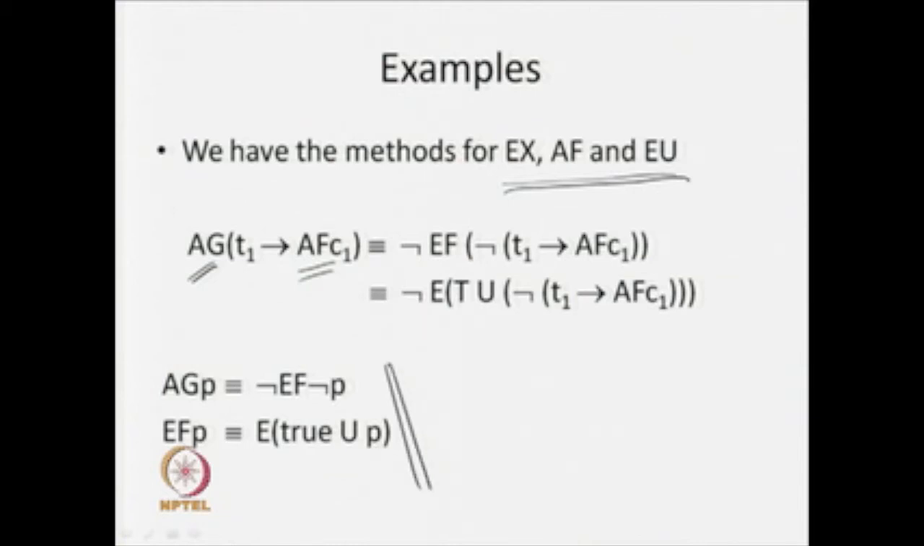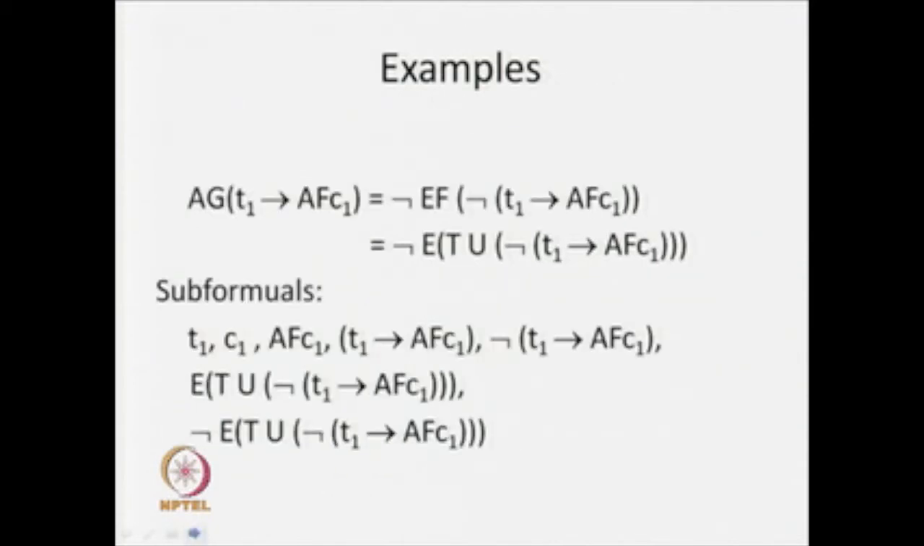So, eventually the given formula AG (T1 implies AF C1) turns out to be this formula: not of there exists true until not of (T1 implies AF C1). Now, we have a process for AF C1, and we have a process for E until. So, these are the E until and this is the AF. We can use our model checking algorithm to check this formula. So, now we are converting the given formula AG (T1 implies AF C1) into this equivalent formula, and now we are concerned about this particular formula.